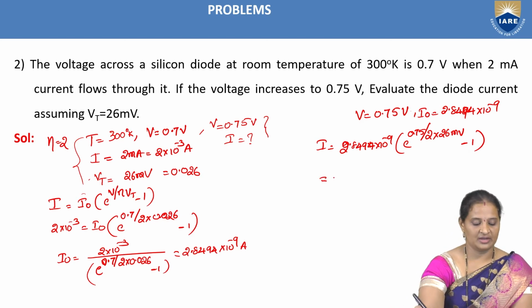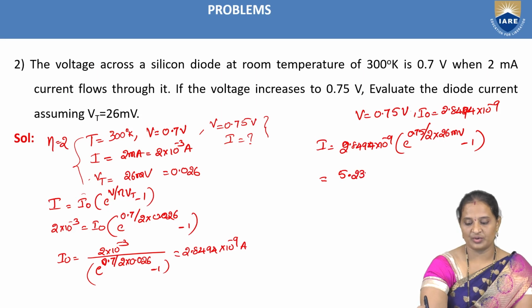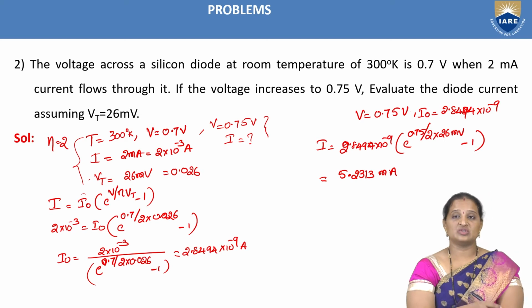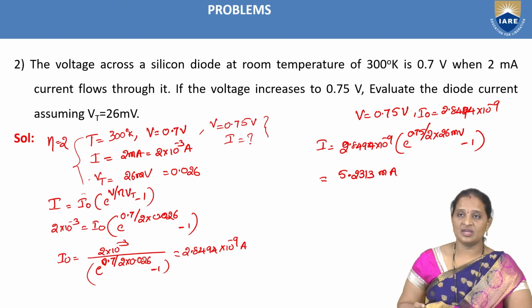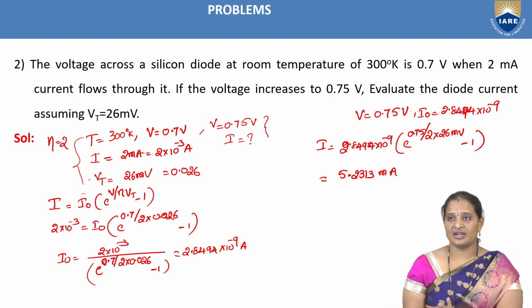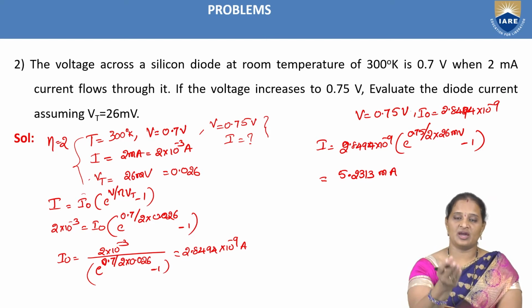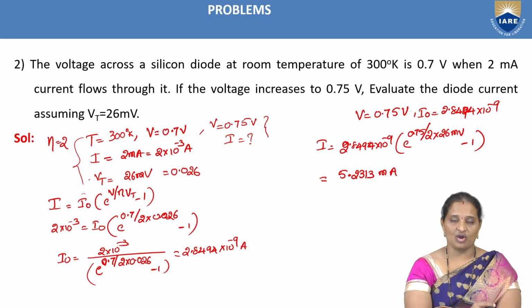Now if you calculate this one, we will be getting the current as 5.2313 milliamperes. So this is the current. That means here, once the diode starts conducting, even for a small change in the voltage, the current will be increasing by a large amount.